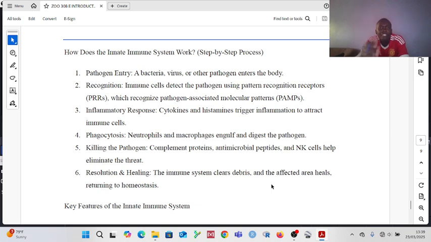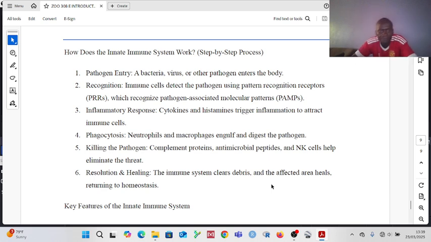Why is it important that the inflammation is triggered now? Because they've realized this is a pathogen. So they need to bring in more immune cells. It's as if you see a thief. So what you do, you raise an alarm so that more people can come to help you.